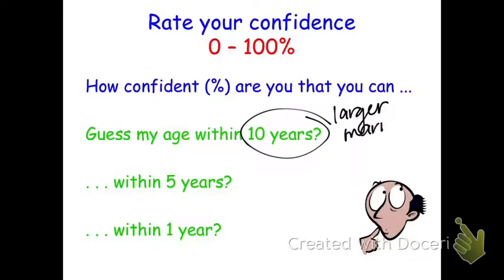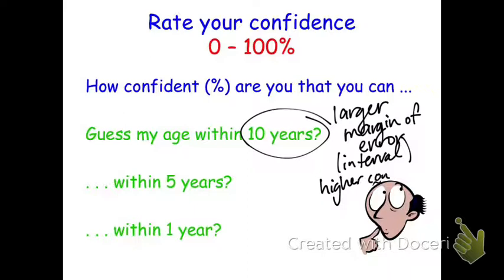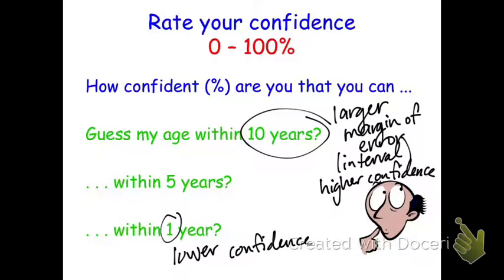margin of error, or like a larger interval, you're going to have higher confidence. Because if I said you can be right within 10 years, then you're going to have pretty high confidence. But if I said you only have a 1 year margin of error, that means you have to guess it correct within 1 year, then you're going to have a lower confidence. So keep this example in the back of your mind because this concept comes up constantly. And people forget that the larger your interval, the higher your confidence. The smaller your interval, the lower your confidence.